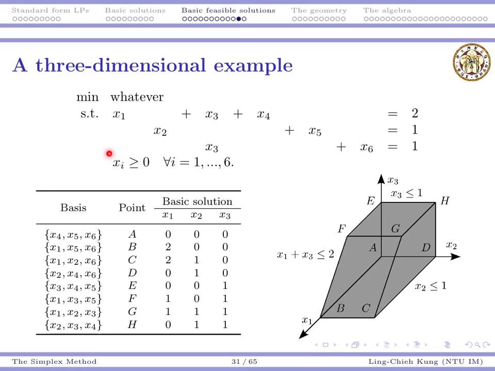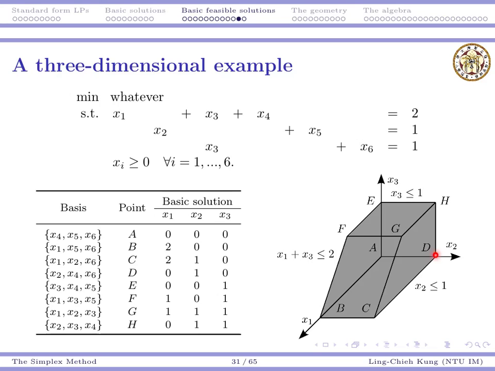So here I only list 8 points, because only these 8 points are feasible. And you may check that these are just the 8 corners or extreme points of this feasible region. So here the idea is to explain the concept of adjacent BFS or adjacent extreme points.